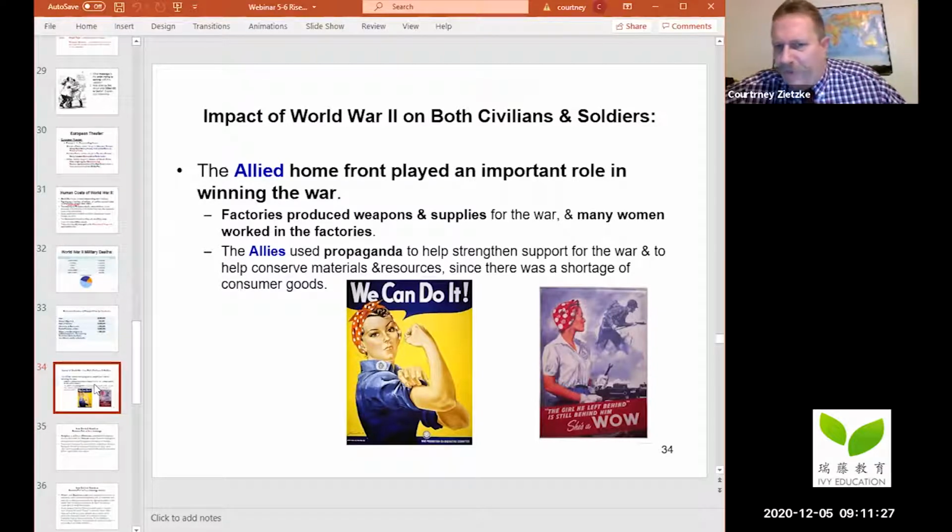The Allies used propaganda to strengthen and support the war and to help conserve materials and resources, since there would be an eventual shortage of consumer goods. This is very important. Now remember, what was the United States doing before World War II? Well, in 1929, we had the stock market crash, we were in a Great Depression, and this Great Depression was taking its toll on the United States, and it ravaged the economies of Europe.